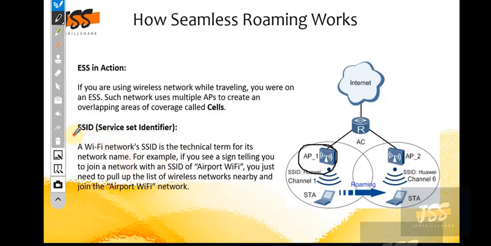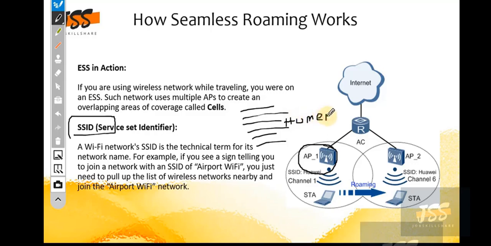And you might be familiar with this because if you are using internet at your home, of course, in the Wi-Fi settings you will see multiple names of internet connections. Like one you are using may be written as Home Net, and this belongs to you. That thing is known as the SSID, service set identifier. A Wi-Fi network SSID is a technical term for its network name. For example, if you see a sign telling you to join a network with an SSID of airport Wi-Fi, you just need to pull up the list of wireless networks nearby and join the airport Wi-Fi network. That's it.